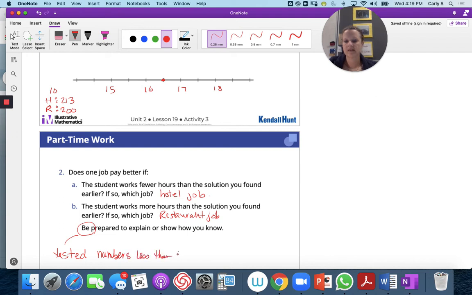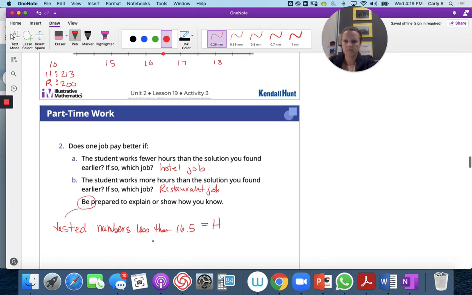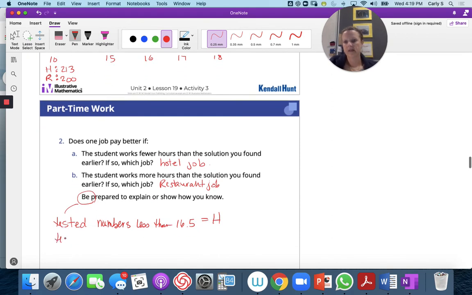Less than 16.5, and I got the hotel. And then I tested numbers more than 16.5, and I got the restaurant job.